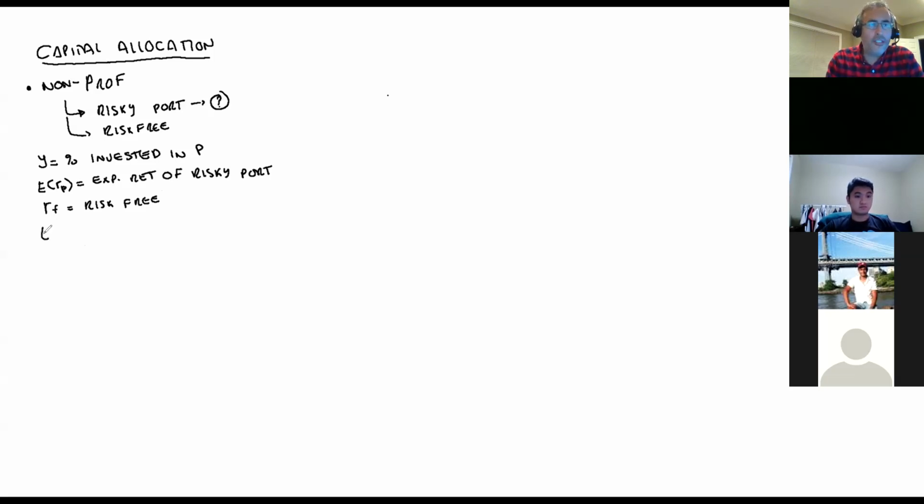Now, what I will define is my complete portfolio. That's why I'm using C. So this is the expected return of my complete portfolio. What is a complete portfolio? It is basically the portfolio that is made of the risky portfolio plus the risk-free instrument. Make sense? And what we are going to be doing in capital allocation, security, and asset allocation is working with something called the mean variance portfolio model.